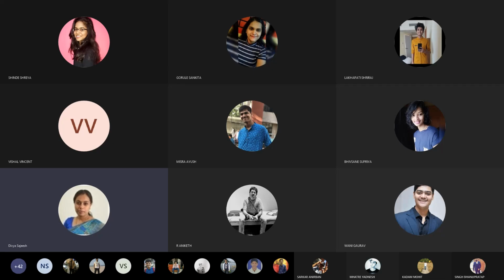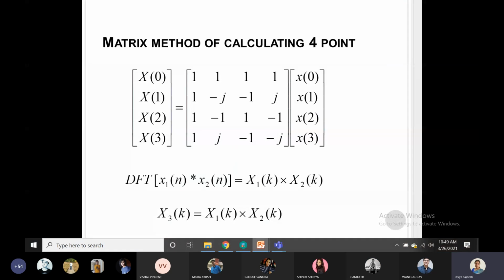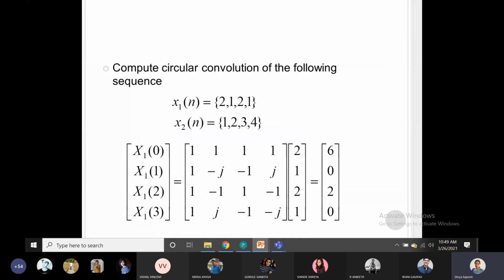So this is the matrix method. You were given two sequences, x1 of n and x2 of n, and you need to find the circular convolution of the sequences. So first you did the DFT of x1 of n. You should get it as 6, 0, 2, 0.